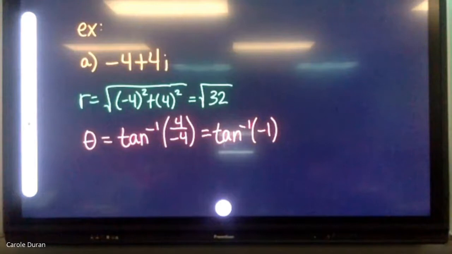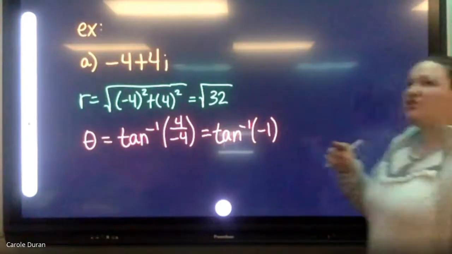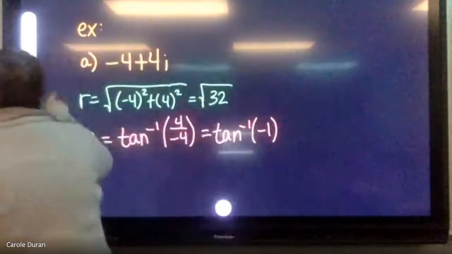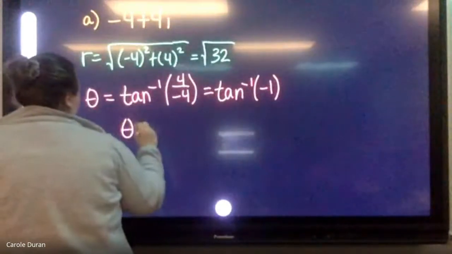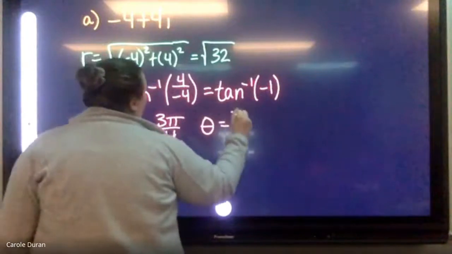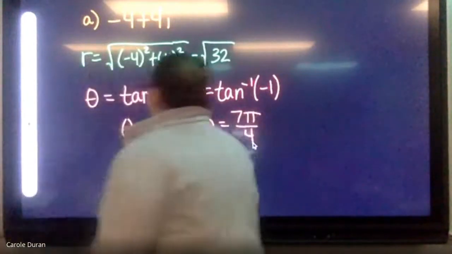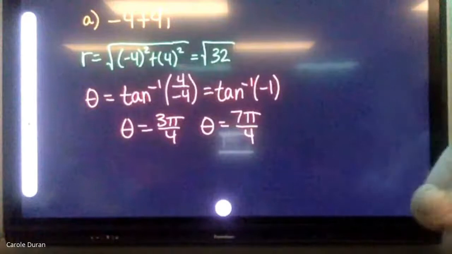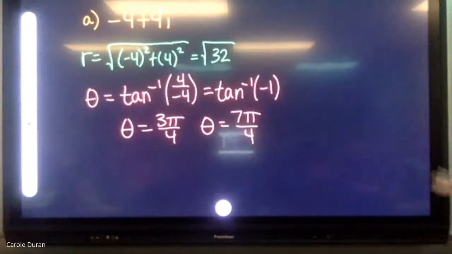I actually have two thetas that give me a tangent value of negative 1. What are they? 3 pi over 4 and 7 pi over 4. So the ultimate question here is how do I figure out which one of these I'm supposed to use? Because I can't use more than one.